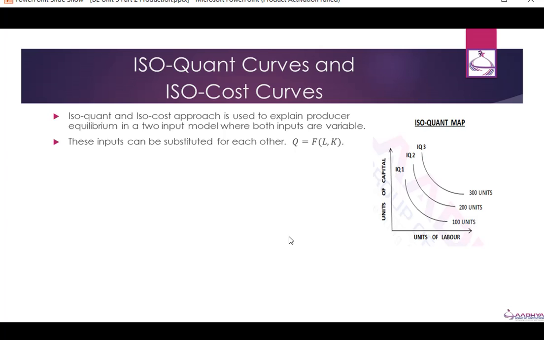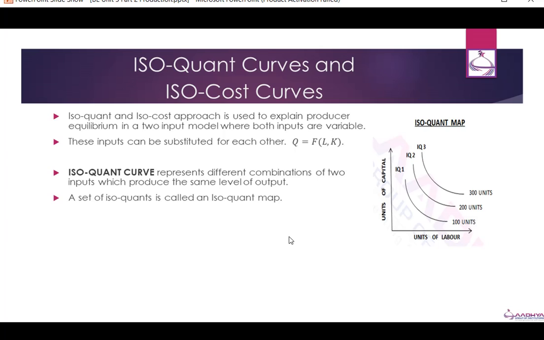Using these two inputs, it can produce the amount of output it wants, where Q is the maximum level of output which the company can produce with the different units of two inputs. So the isoquant curve is a representation of the different combinations of two inputs which can produce the same level of output. A set of isoquants, which you can see on the right side, is called the isoquant map.